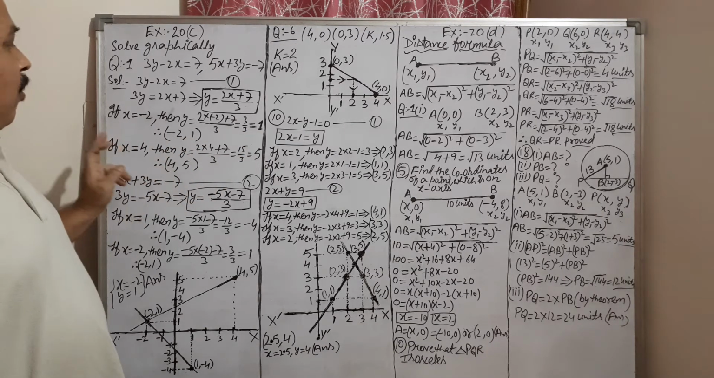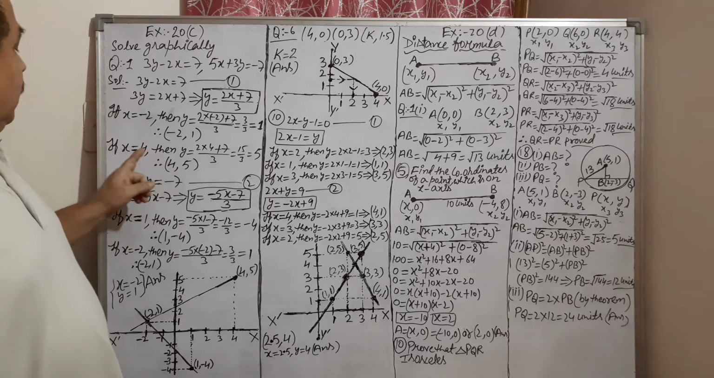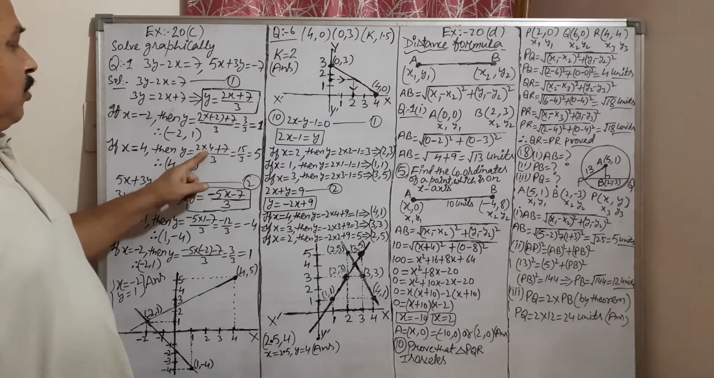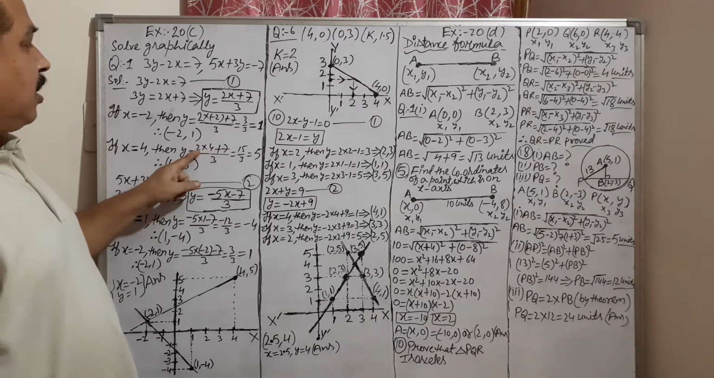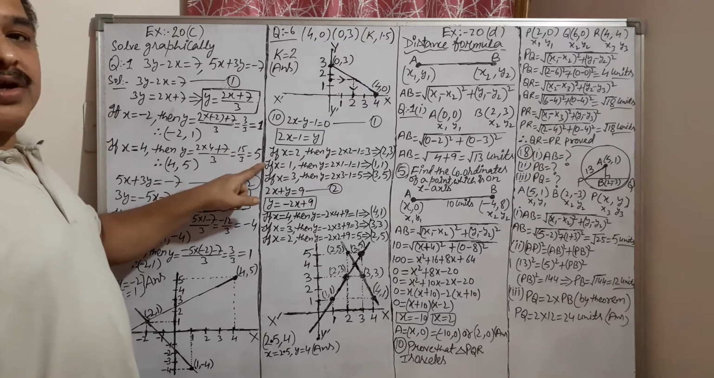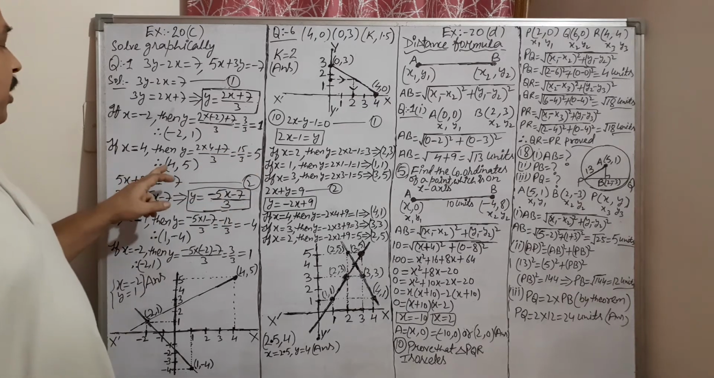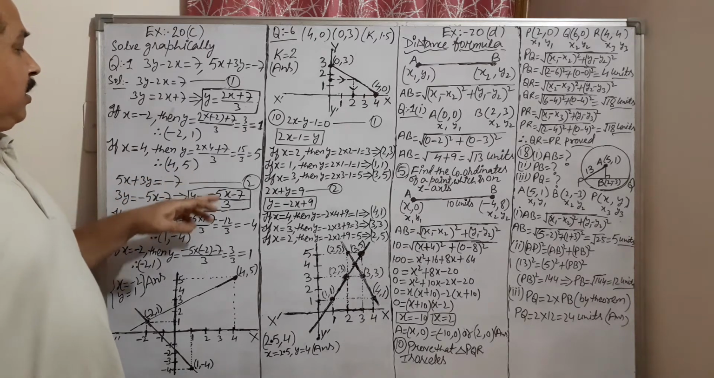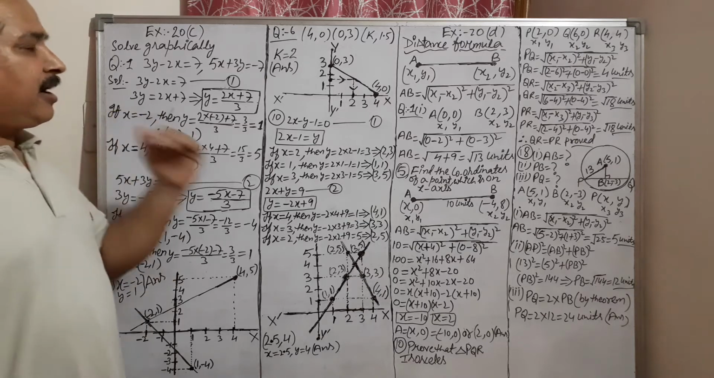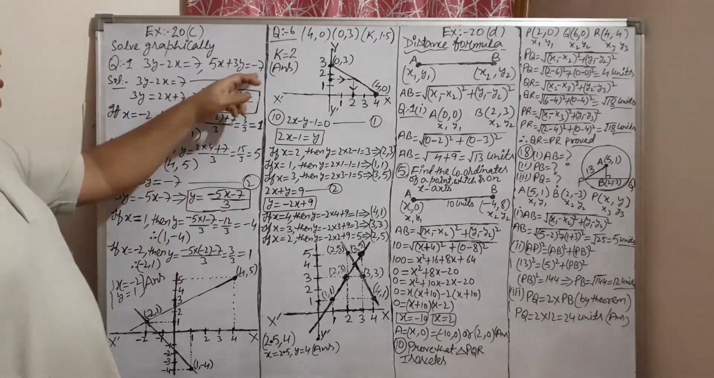Now see the second plotting point. I am taking here in place of x, 4. So now this becomes 4 times 2 is 8, 8 plus 7, 15 upon 3. So 15 is divisible by 3 now. It is coming 5. Now second plotting point is coming 4 comma 5. So these are two plotting points of equation number 1. Similarly, get two plotting points for equation number 2.